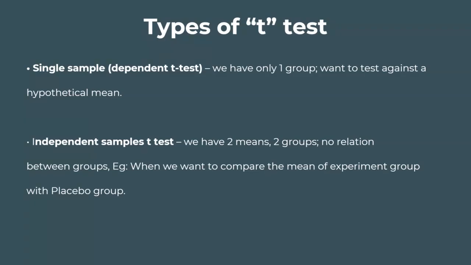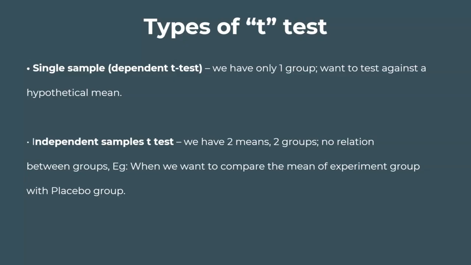And then you have an independent samples t-test. So this is when we have two means, two groups, and there's nothing that relates the groups together. They are two separate groups, so they would have had to have been individual people, different groups. And that is when you want to compare the mean of something.